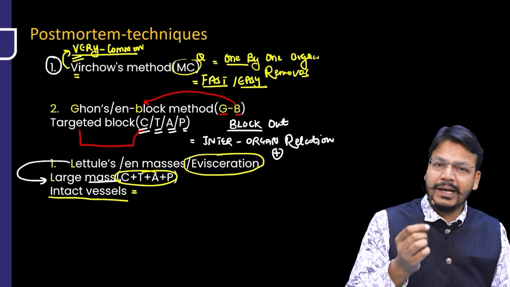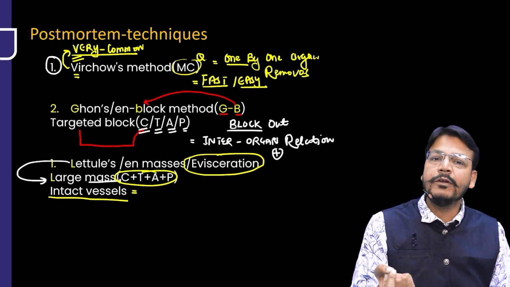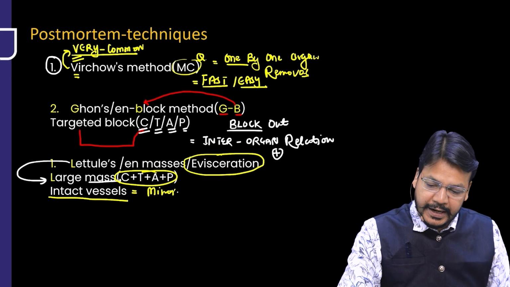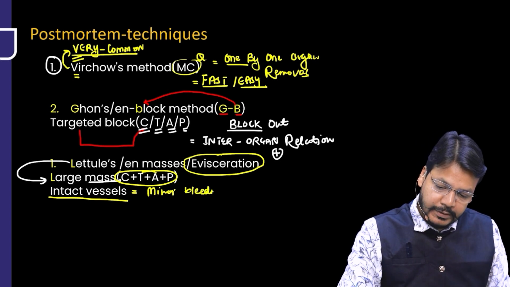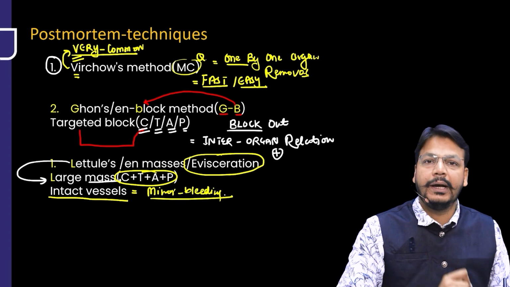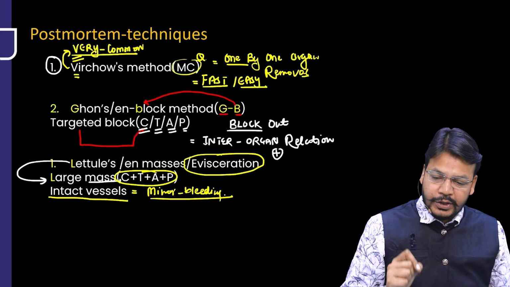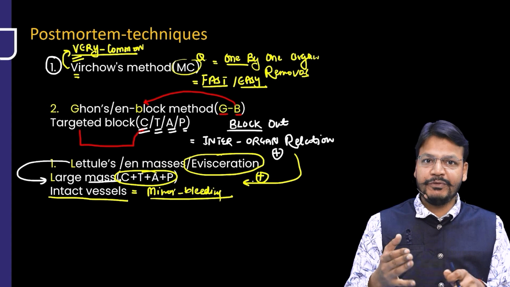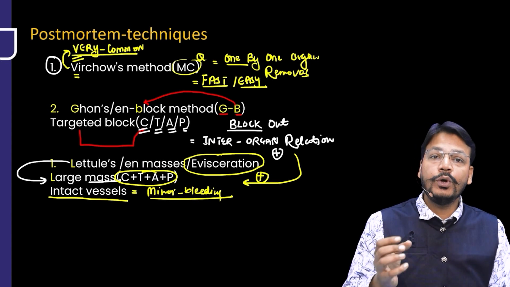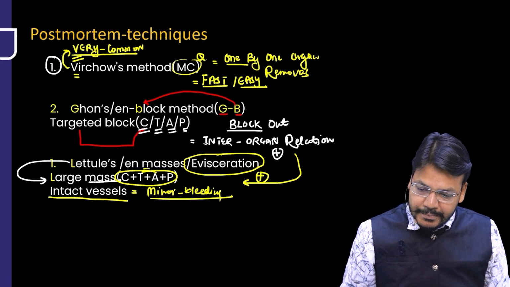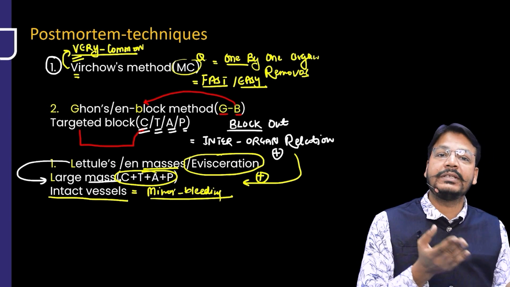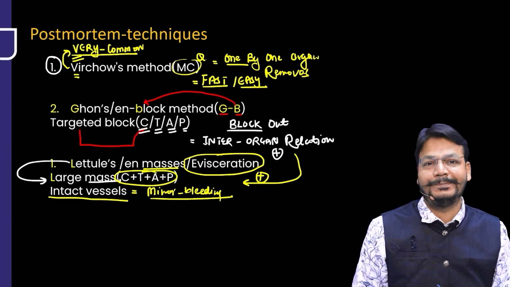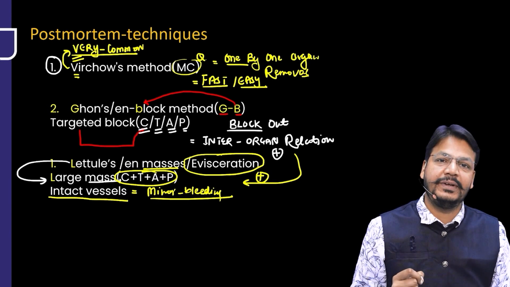So, if we want to see a minor damage or minor bleeding, we can go for the Letulle method. L for Letulle. Here also, your inter-organ relations are maintained. But what is the difference between Gons and Letulle? Letulle is en masse. We are taking the whole mass out as an evisceration. In Gons, en block, we are taking block out. That's a very, very simple difference.